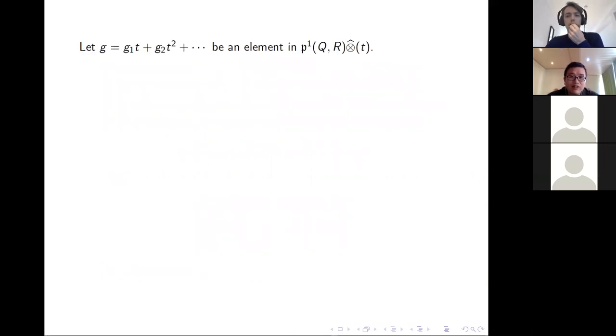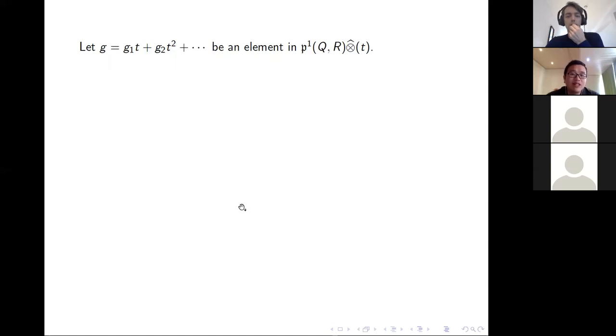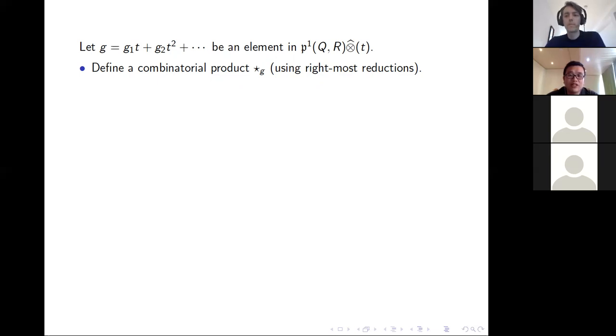Now we can use the L infinity algebra to compute the Maurer-Cartan elements. The Maurer-Cartan element lies in the space in degree 1, right? So we pick an element G, which is in P1 QR, and this just means the Hom space from KS to A. In order to check the Maurer-Cartan equation, we should first introduce a combinatorial star product, which we denote by star G. This star G is defined using rightmost reductions. Here, rightmost reduction means that if we have a path containing subpaths in S, then we can perform reductions by replacing the subpath s by F_s. The rightmost just means we always choose the rightmost subpath in S and replace it by F.